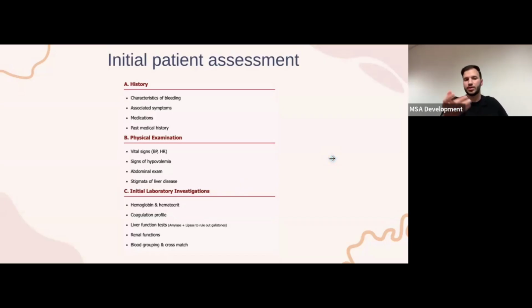History, like, for example, characteristic of the bleeding, any associated symptoms. Physical examination, we check the vital signs or signs of hypovolemia. And for the laboratory investigations, for example, we look for hemoglobin and hematocrit to make sure that the patient is hemodynamically stable. We look for coagulation profile, renal function to check if the patient is having any dehydration.